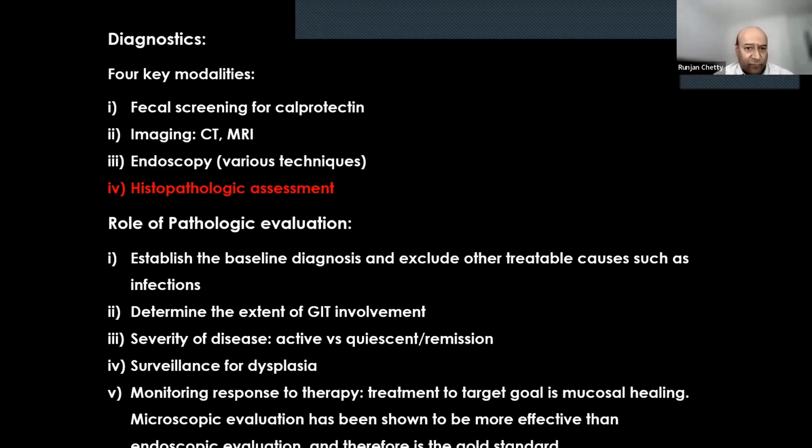We as pathologists, therefore, hold the key to what the diagnosis is. So the role of the pathologist in pathological evaluation of biopsies taken in patients with questionable IBD is to establish a baseline diagnosis and exclude other treatable causes, such as infections.